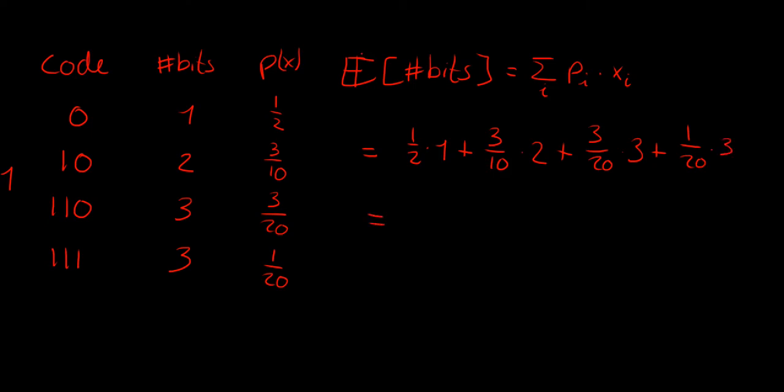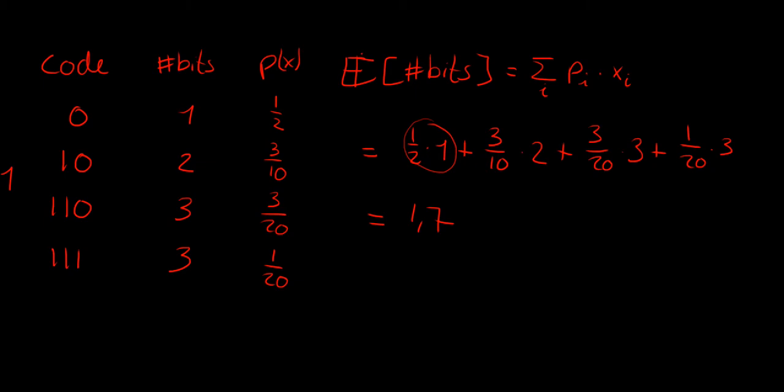If we calculate this, then our average number of bits that is sent is 1.7, which is already better than 2. And that is because the outcome that we send the most only has 1 bit in it. So we need that one to have as few bits as possible.